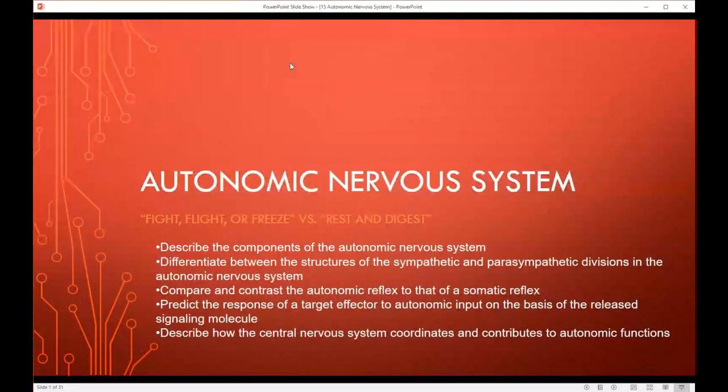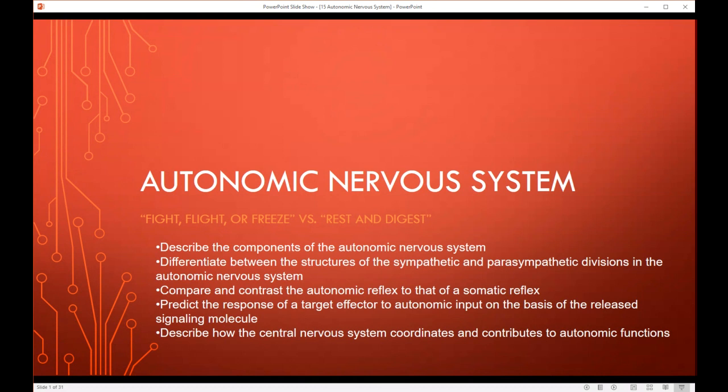Hey guys, we are going to be on our autonomic nervous system today. So we're going to be talking about our sympathetic and parasympathetic divisions of the autonomic nervous system. Generally that's going to be like fight, flight, or freeze versus our rest and digest. We're going to describe the components. We're going to differentiate between those different structures. We're going to compare and contrast the autonomic reflex to that of the somatic reflex.